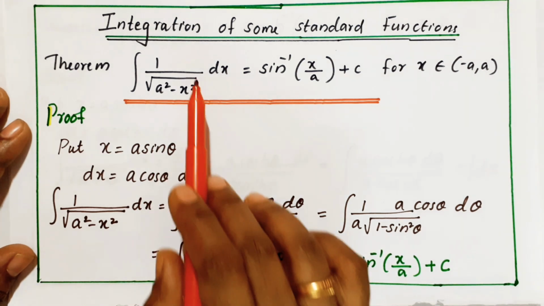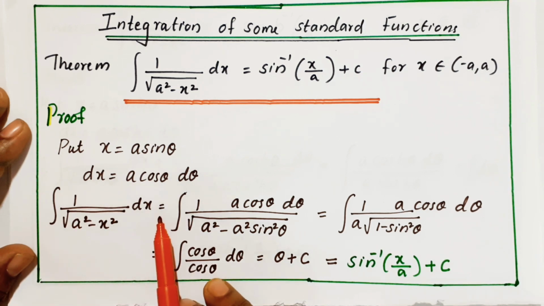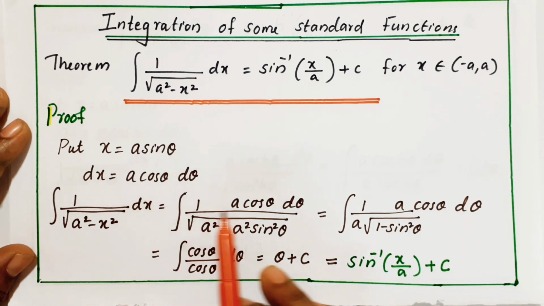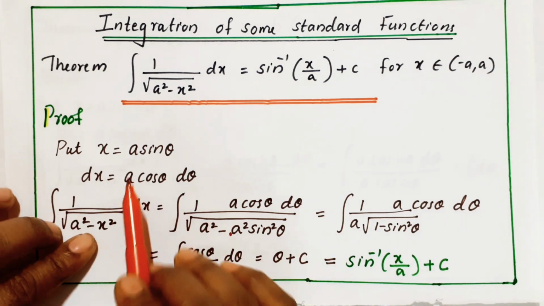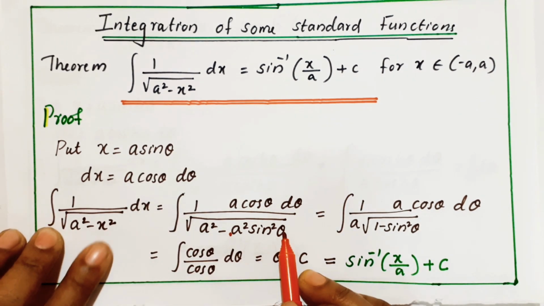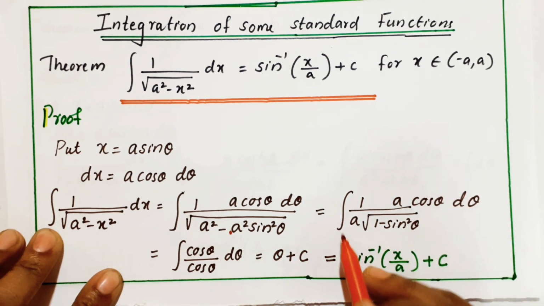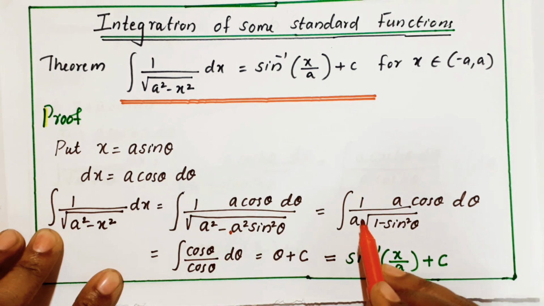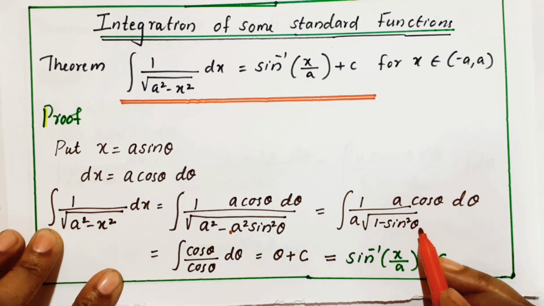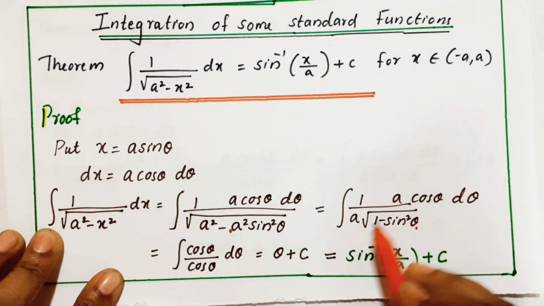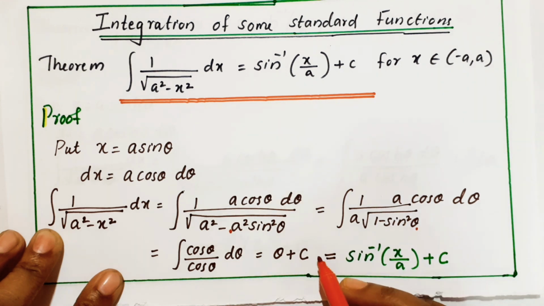I am going to substitute this in your question, that is, the integral of 1 by root over a square minus x square dx equals the integral of a cos theta d theta by root over a square minus, in place of x I substituted a sine theta the whole square, that is a square sine square theta. That is the integral of a cos theta d theta by a root over 1 minus sine square theta. Root over 1 minus sine square theta you can write as cos theta. A gets cancelled, so it is cos theta by cos theta d theta. Cos theta cancels, so it will be theta plus c.